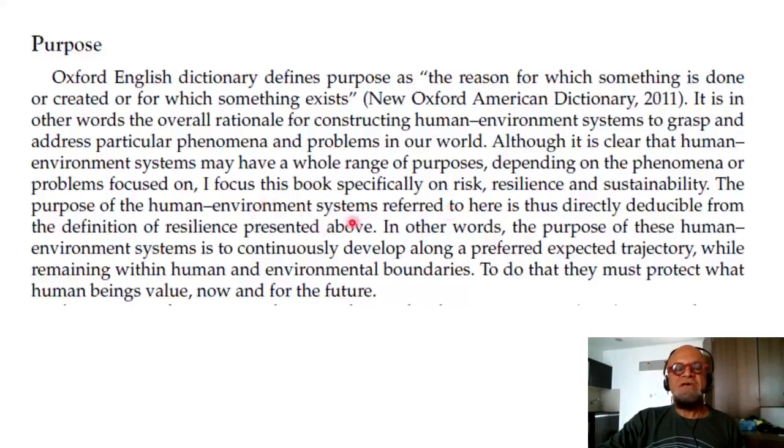The purpose of the human environment systems referred to here is thus directly deducible from the definition of resilience presented above. In other words, the purpose of these human environment systems is to continuously develop along a preferred expected trajectory while remaining within human environmental boundaries. Always keep the boundaries in mind. To do safe operating space. To do that, they must protect what human beings value now and for the future. So in some sense, we are planning for posterity, for future generations.